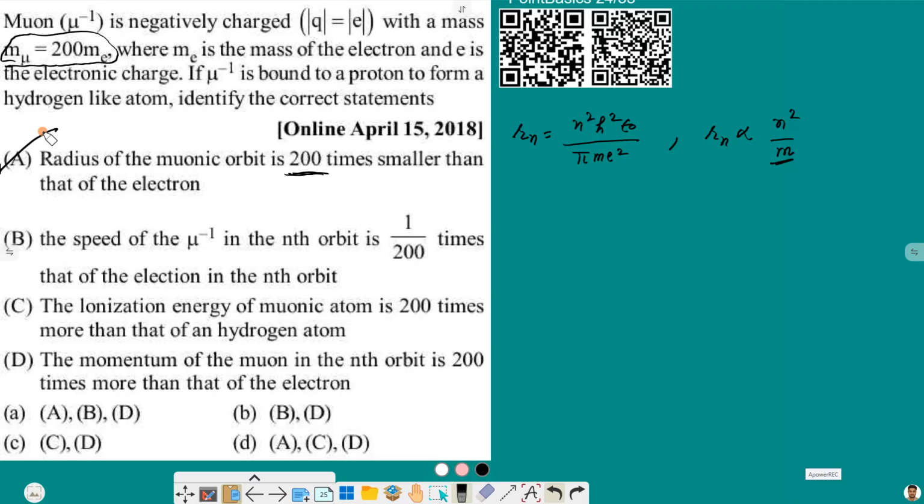Now second, we have been given regarding speed, and how we can find out speed. Regarding speed, we can use centripetal force, that is mv square by r. Suppose this is the proton and this is either an electron or a muon revolving, so this is a planet-like system. So here centripetal force will be equal to the attraction force or electrostatic force. So that will be 1 by 4 pi epsilon naught Z e square by rn square.